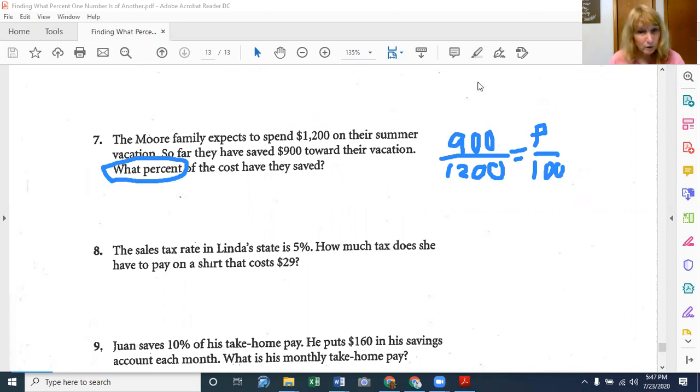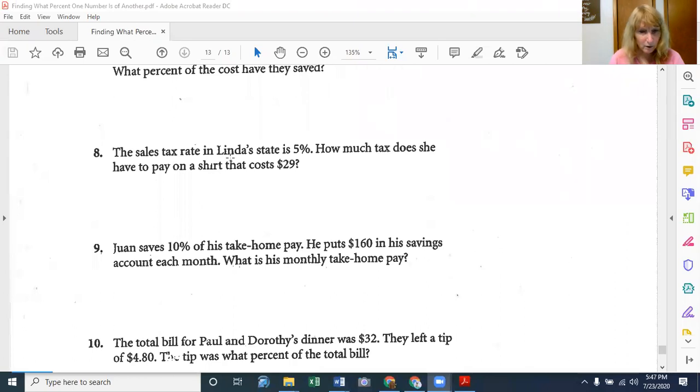Okay. Let's look at number 8. The sales tax rate in Linda's state is 5%. How much tax does she have to pay on a shirt that costs $29? Okay, so you're given the percent over 100. You are given the 29, right? 29 is the whole, and you're missing the amount of tax. Now be careful. Oh yeah, it's just saying how much tax. If it would say how much does she have to pay including tax, then you have to add the tax to the amount. That doesn't say that though, so we're okay.